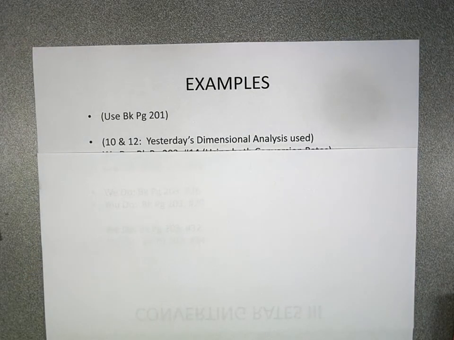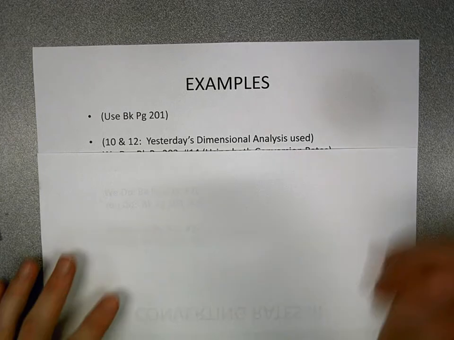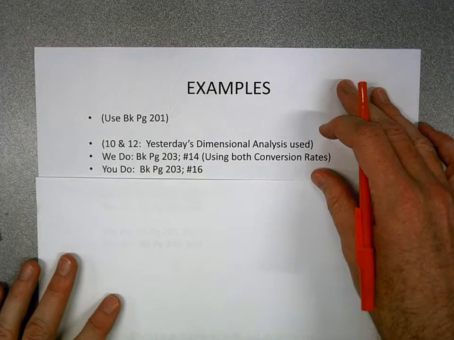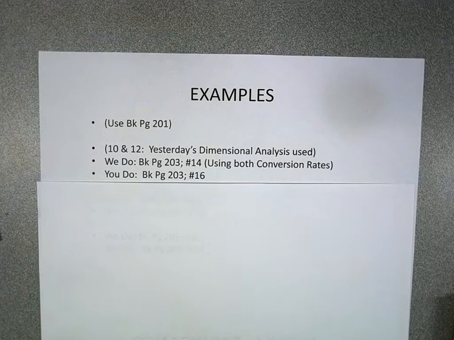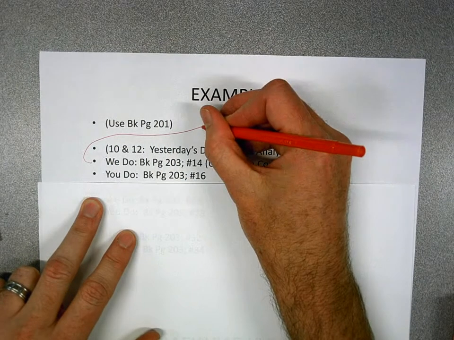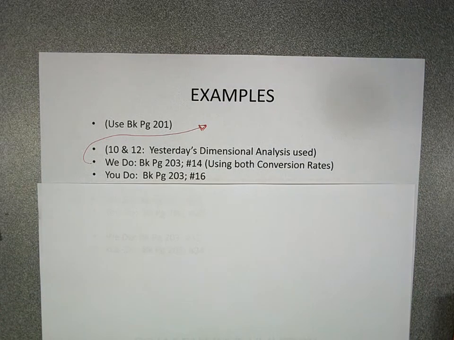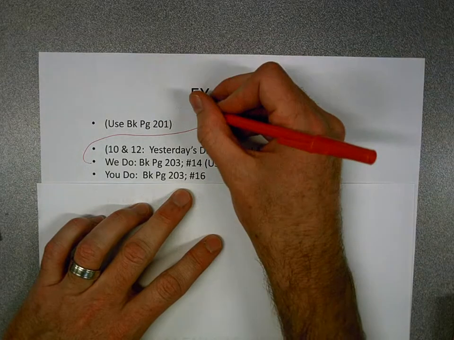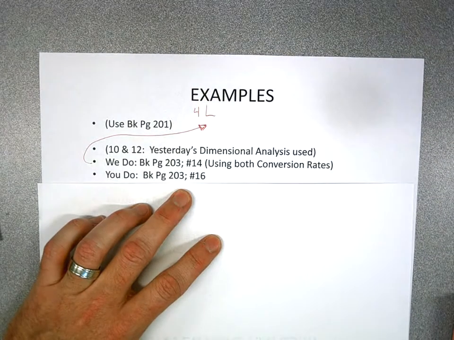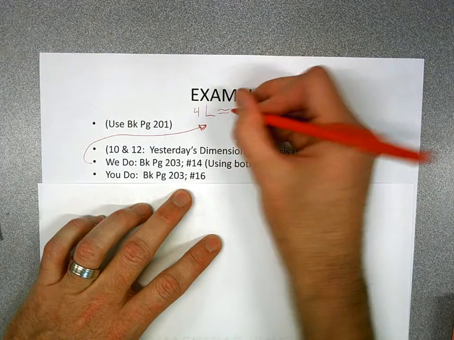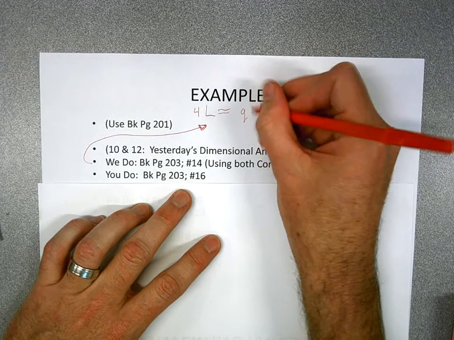I do want to point out, as a little reminder on tonight's homework, problem 10 and 12, you're going to go at those like we did yesterday. So just make sure that you realize that. Okay, and let's go ahead and take a look at page 203 in our book. All right, and let's take a look at problem number 14. So here's what we have. Problem 14 says 4 liters is similar to how many quarts?